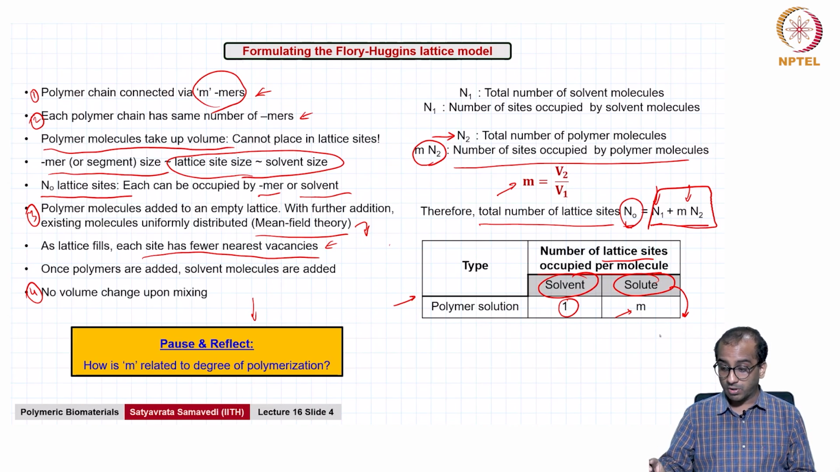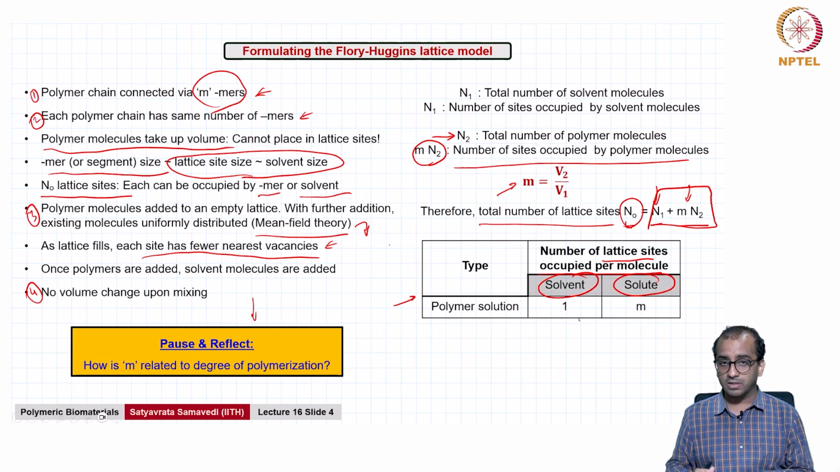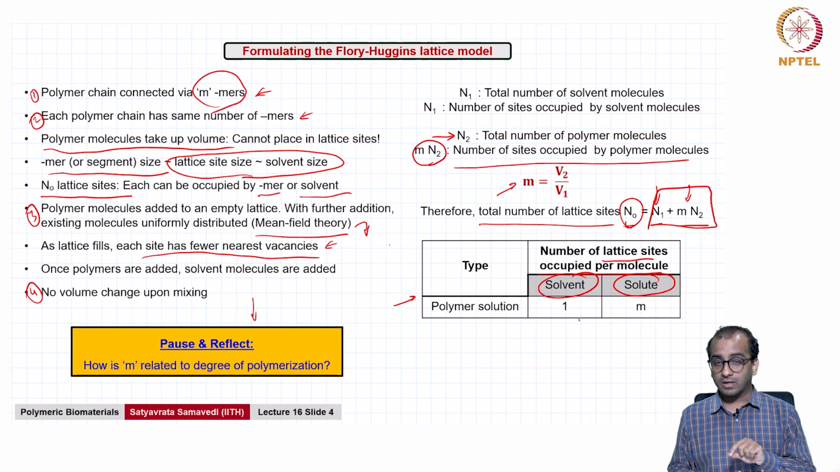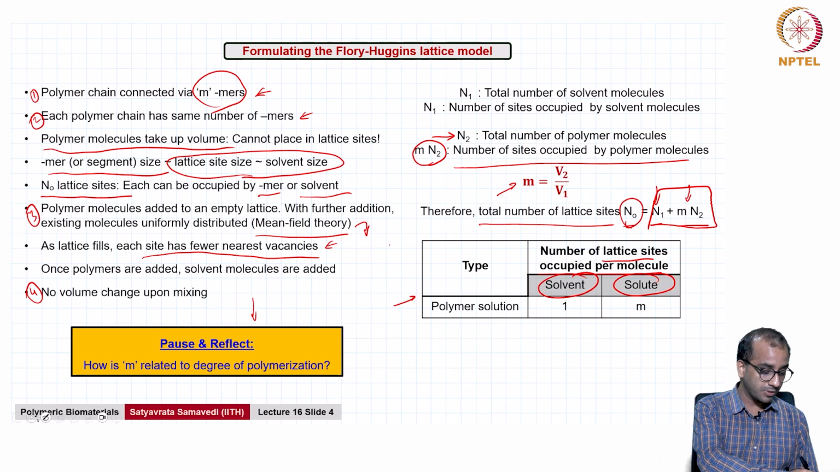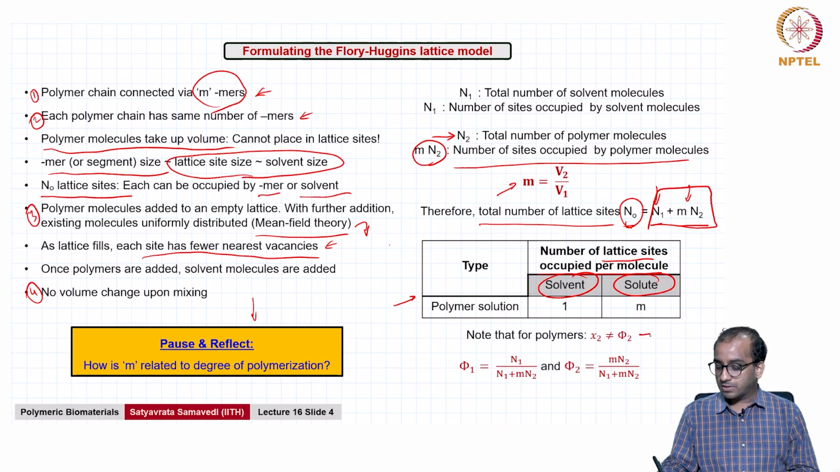This is a very important point to keep in mind. It turns out that this will make a very big difference to the final result we get. The form of the result interestingly will not look very different from what we have seen earlier, but the variable we are using to understand polymer concentration in solution will no longer be mole fraction, but will be volume fraction, and that is because for polymers those are not the same.